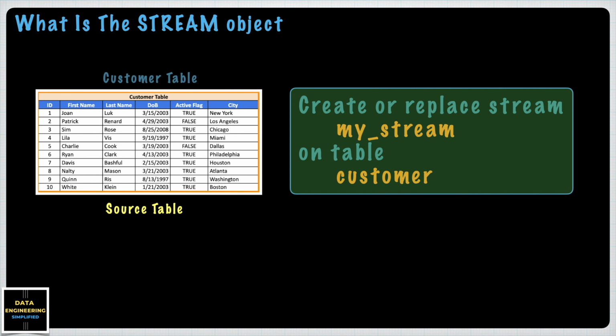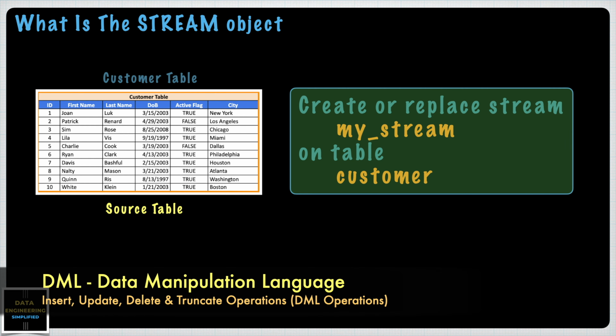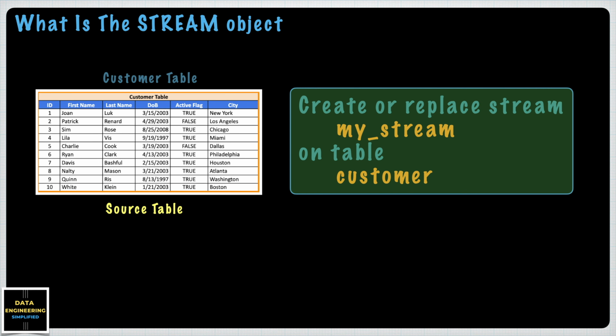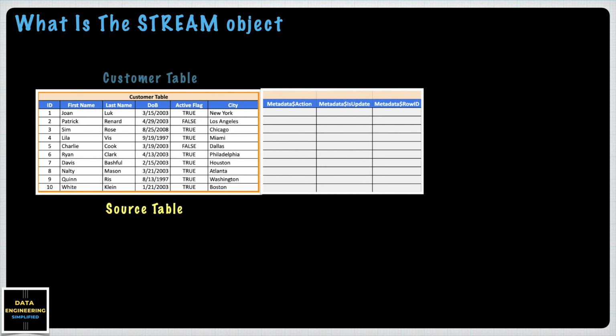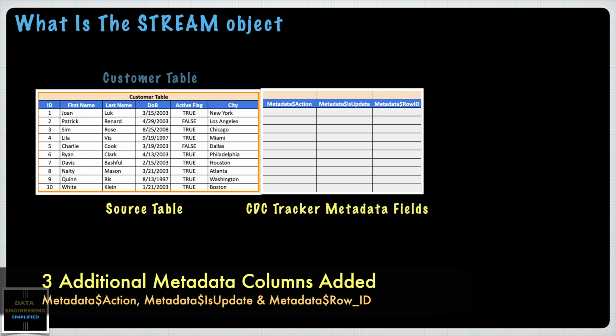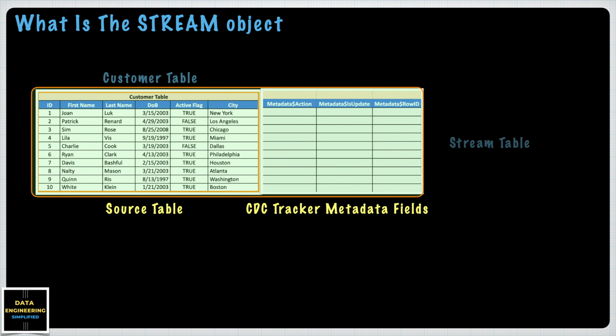This stream object records data manipulation language DML made to the source table, including inserts, updates, deletes, as well as truncate, and metadata about each change so that action can be taken using change data capture. When you create the stream object using this SQL statement, 3 additional columns are added to the base table or source table without our knowledge. The columns are metadata $action, metadata $is_update, and metadata $row_ID. So the base table plus metadata tracker fields are known as a stream table.